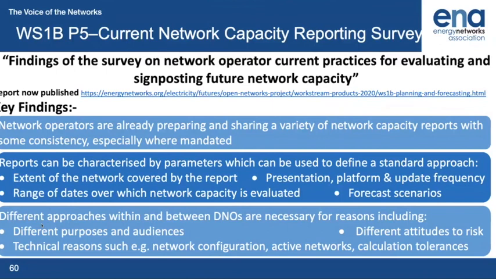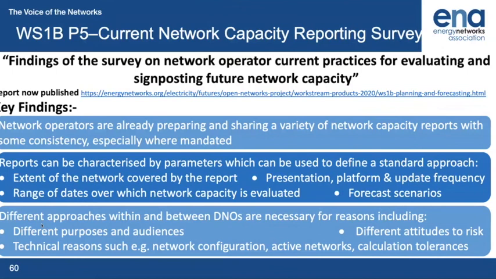We also find that there are certain parameters that we could use to define a standardized network capacity report in the future. Those would include the extent of the network covered by the report, the date range covered within the network capacity analysis, the use of scenarios, and also how the reports are presented, where they're presented, and how often they're updated. Importantly, for certain parameters we now understand why they're done the way they are and the reasons behind the differences, and from that we begin to understand some of the potential barriers or issues around standardization.